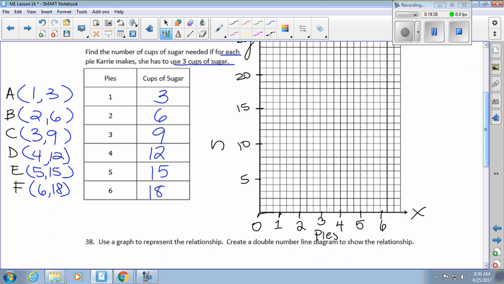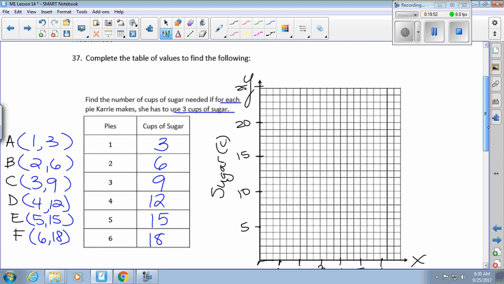Up the y-axis, this is sugar. And we're going to put in parentheses a C. That's telling anyone looking at our graph that we measured the sugar in cups. All right? And then as a title, instead of saying X versus Y, we're going to say pies versus sugar.